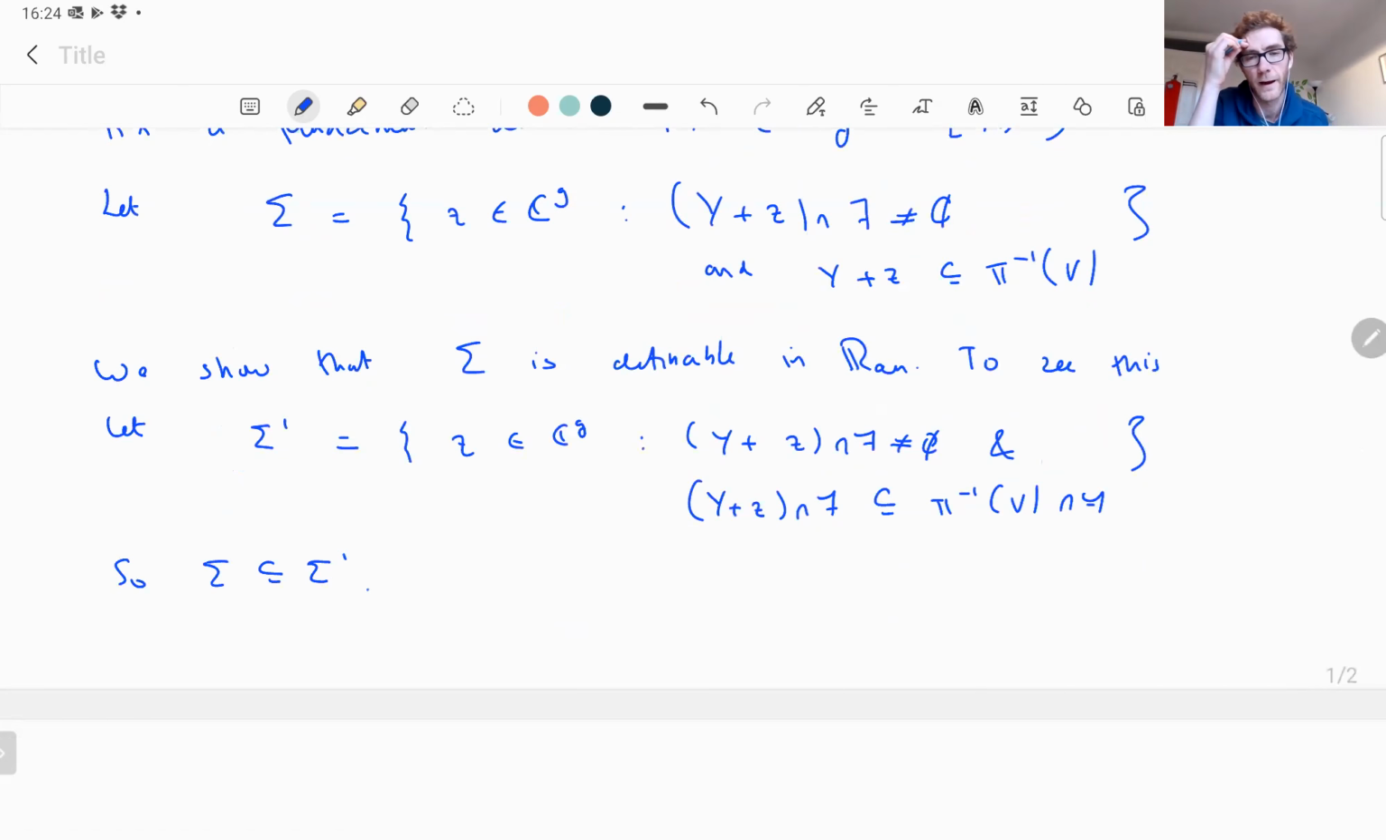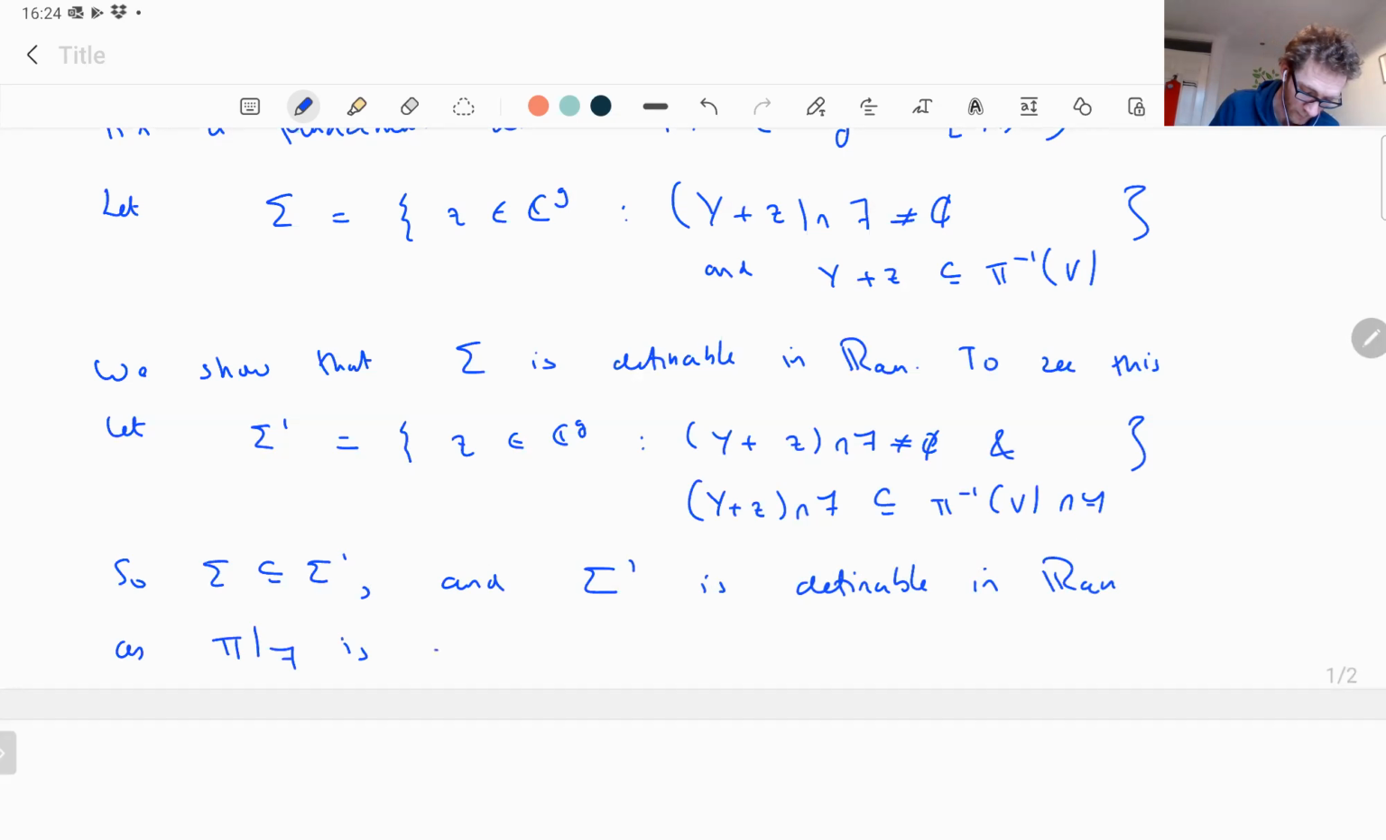So why is it definable in R_an? Well, this condition here is semi-algebraic, but pi restricted to F is definable in R_an because it's a restricted analytic function. It's a restricted meromorphic function, which is as good. So once you intersect with F here, you can talk about this in R_an. So sigma prime is definable in R_an as pi restricted to F is definable in R_an.